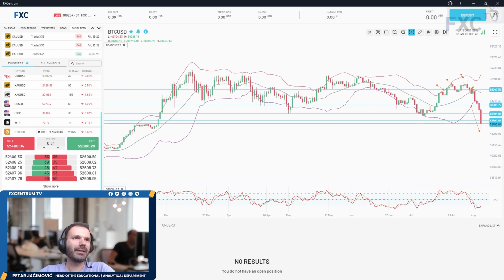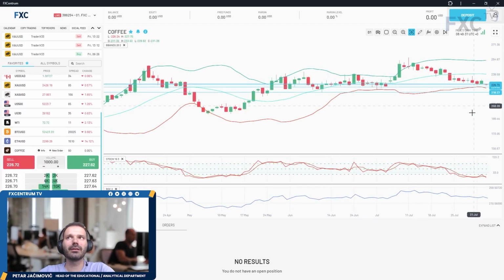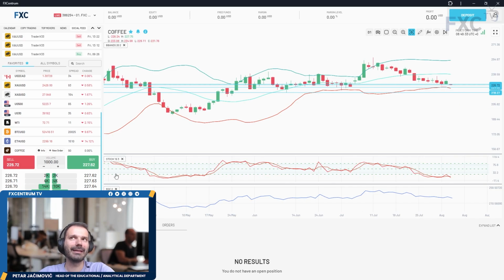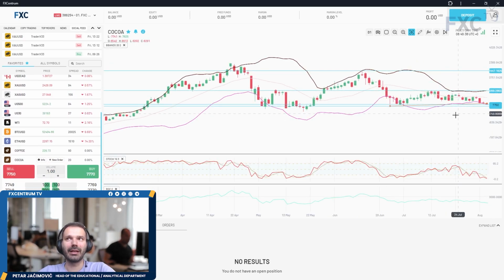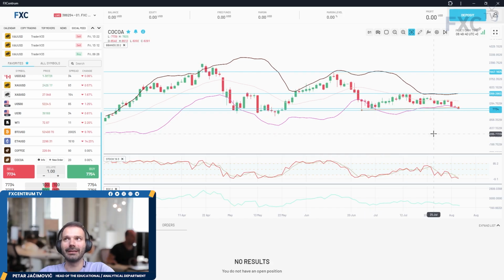And we have a coffee market and cocoa market, but there's nothing spectacular going on there, just around the lower Bollinger Band, the coffee market and the cocoa market, trying to break this support trend line right here. So if we can break, then there is a chance for further downside movement. So all around, plenty of things, plenty of volatility.